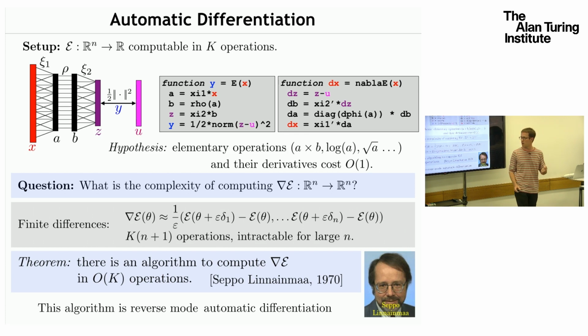It only depends on the time, and the answer is given by this person who proved this theorem, that there is an algorithm that takes exactly capital K operations. Actually, it's 2K. The complexity is 2K. And the name of this algorithm, it's actually a constructive proof, is reverse mode automatic differentiation. And the most important keyword is reverse.